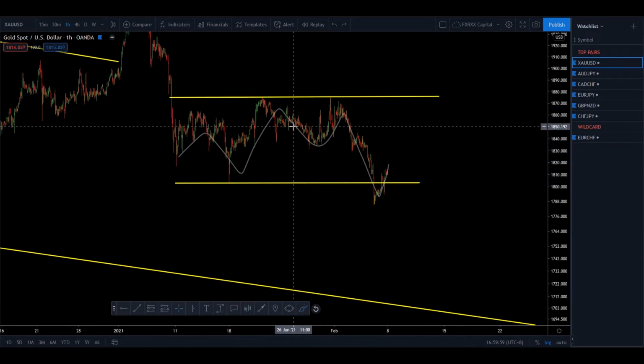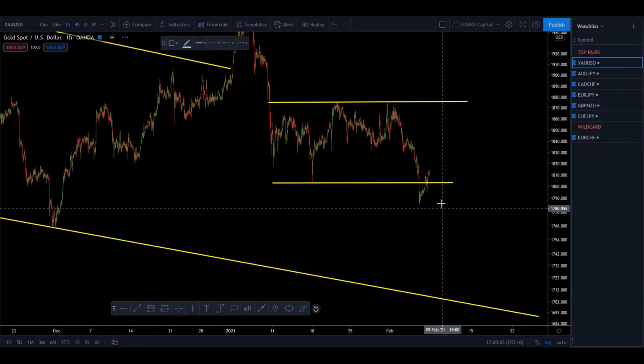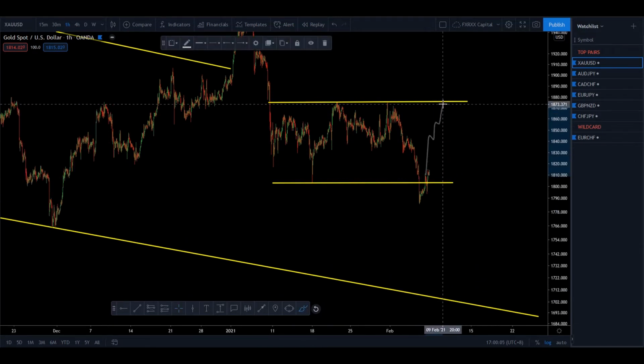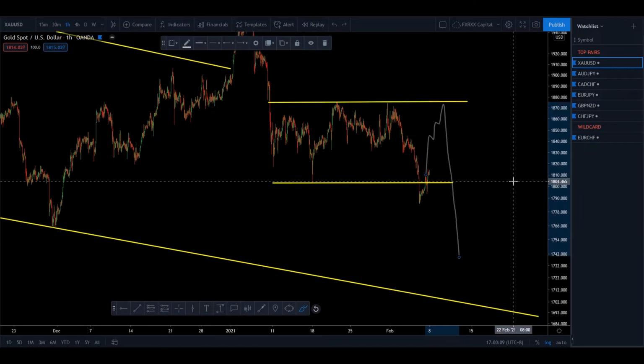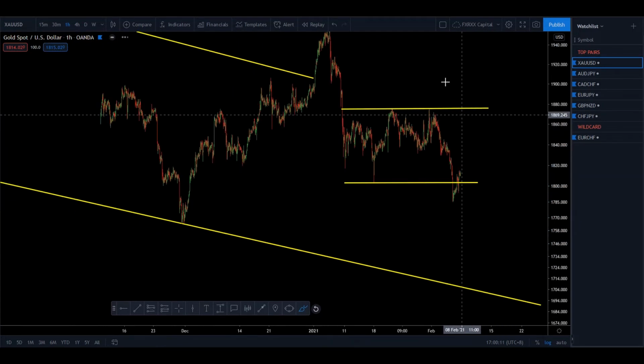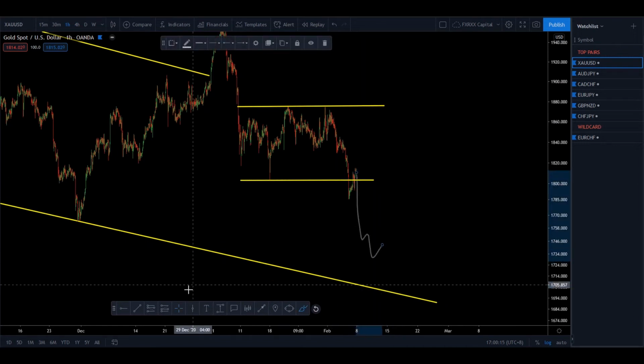What I'm going to do here is there's a probability and possibility price is going to move to the upside again, create a bigger correction and move to the downside. So another possibility is that price moves to the downside again.